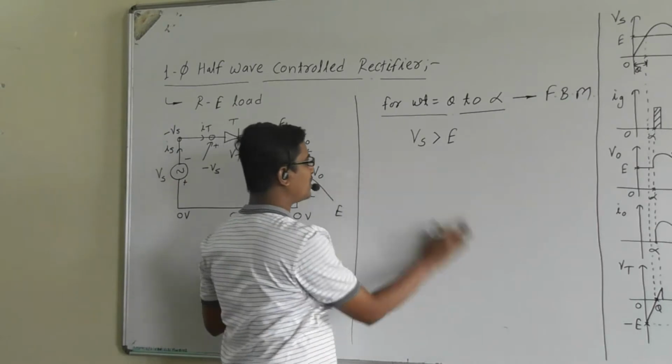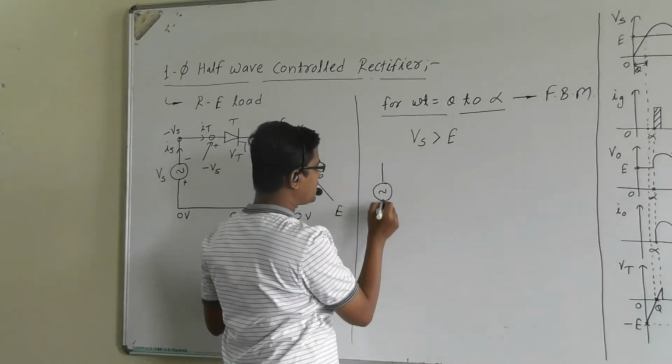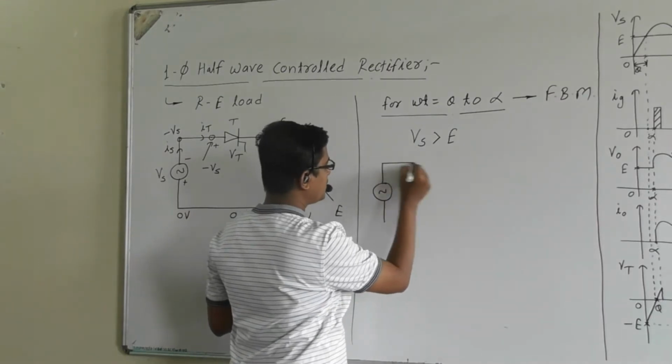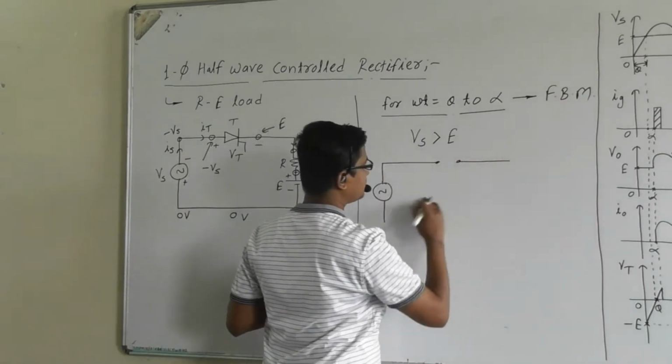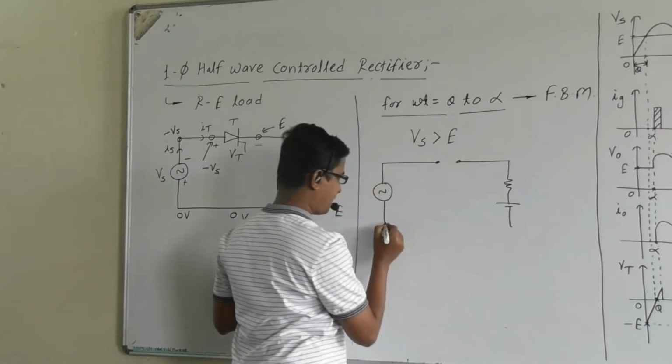Now can we draw the equivalent circuit? During the forward blocking mode also, the SCR will be acting as an off state only. So here it is R, here it is E.